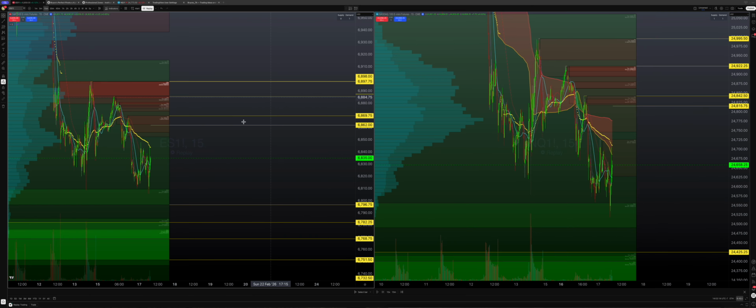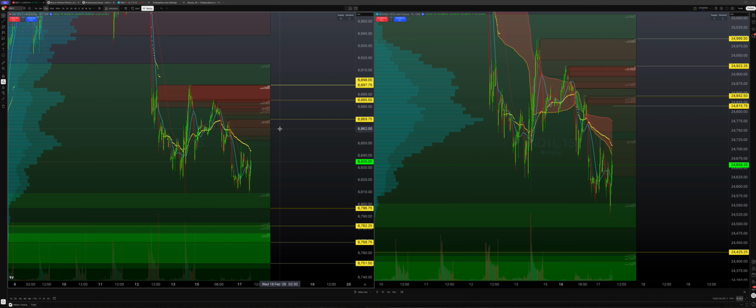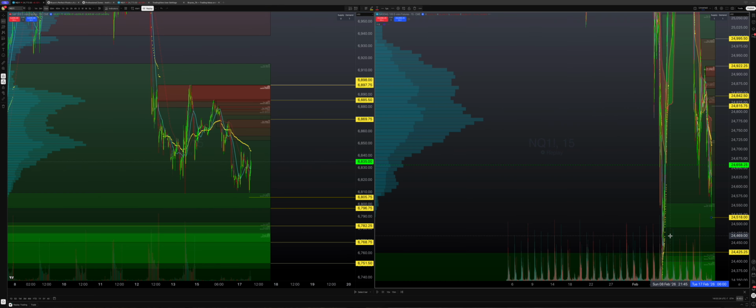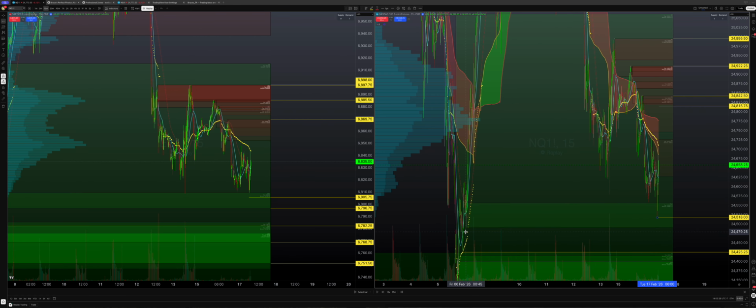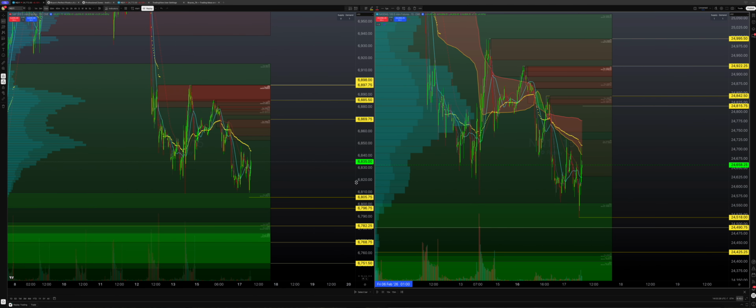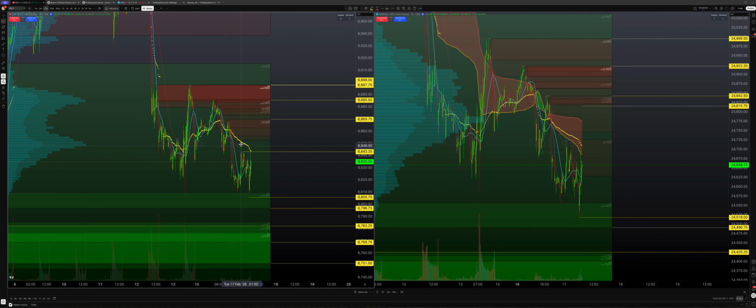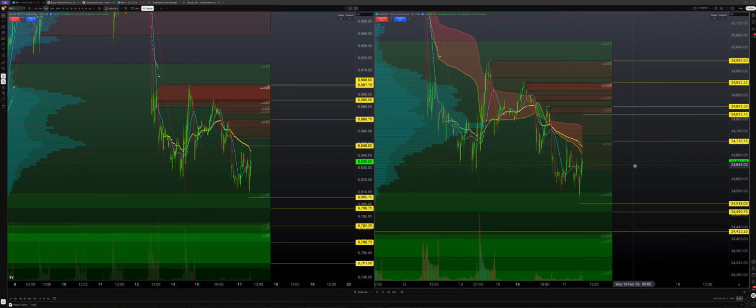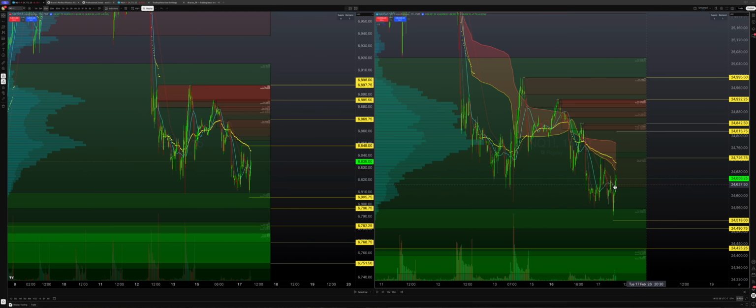But let me mark out all the relevant pivots real quick because those are obviously erased while I'm trading. There's one. There's one. All right, cool. So this is where we're at.